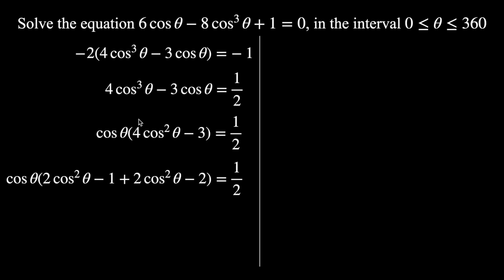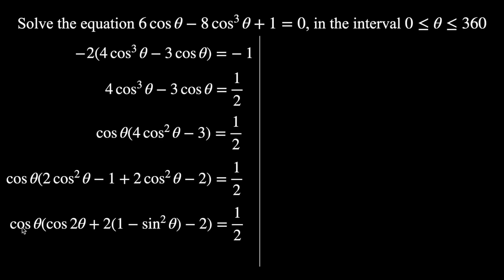So here I've split the 4 cosine squared into 2 cosine squared and 2 cosine squared, and I've also split the negative 3 into negative 1 and negative 2. So now I can substitute in cosine 2 theta for 2 cosine squared theta take 1. But what am I going to do about this 2 cosine squared theta take 2?